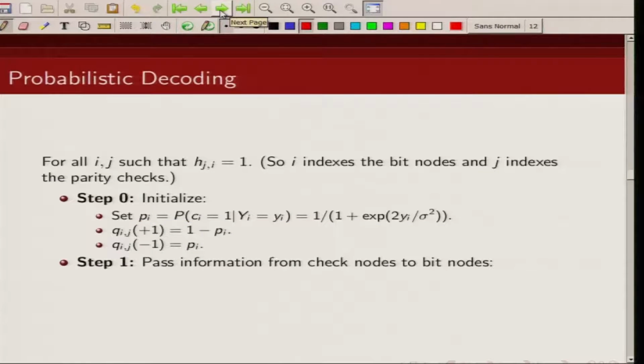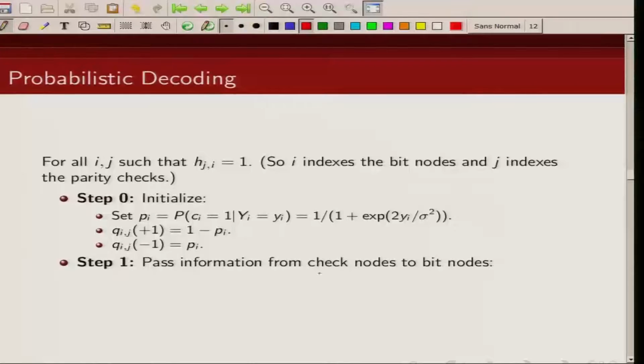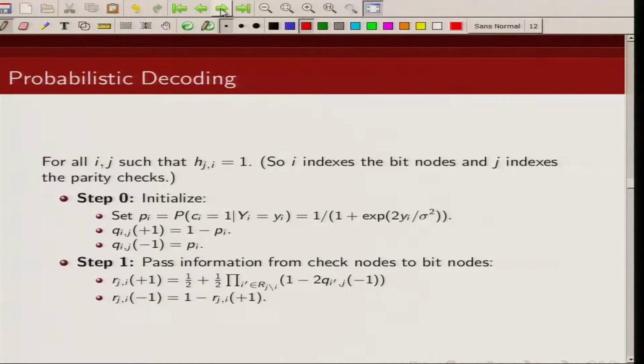Next, once these messages are sent to the check nodes, the check nodes will do local computation and send these Ris back to the bit nodes. So, pass information from check nodes to the bit nodes. The check nodes are going to pass this information Ris back to the bit nodes, and this is given by this expression.